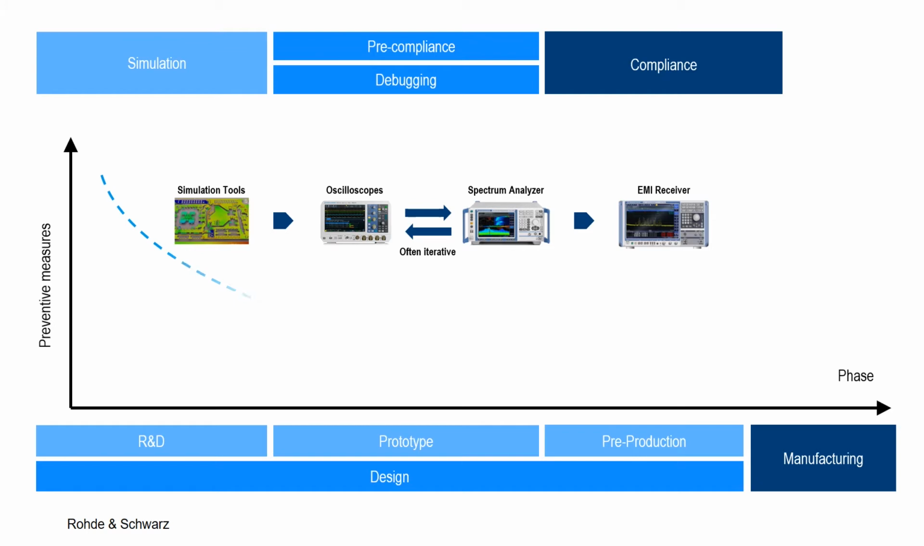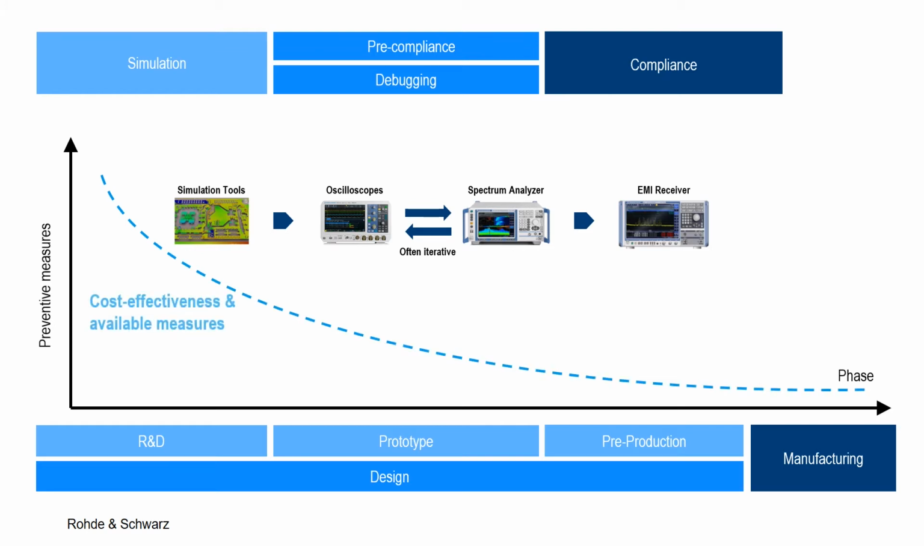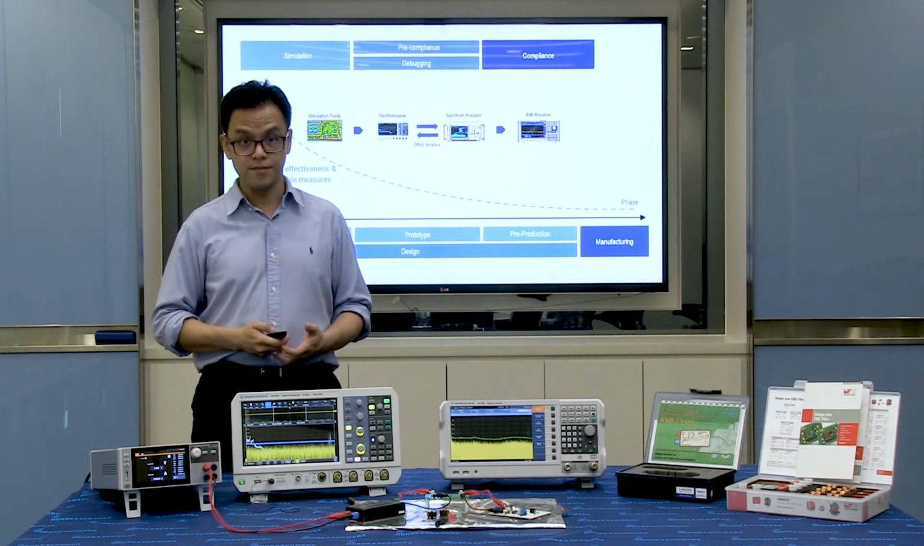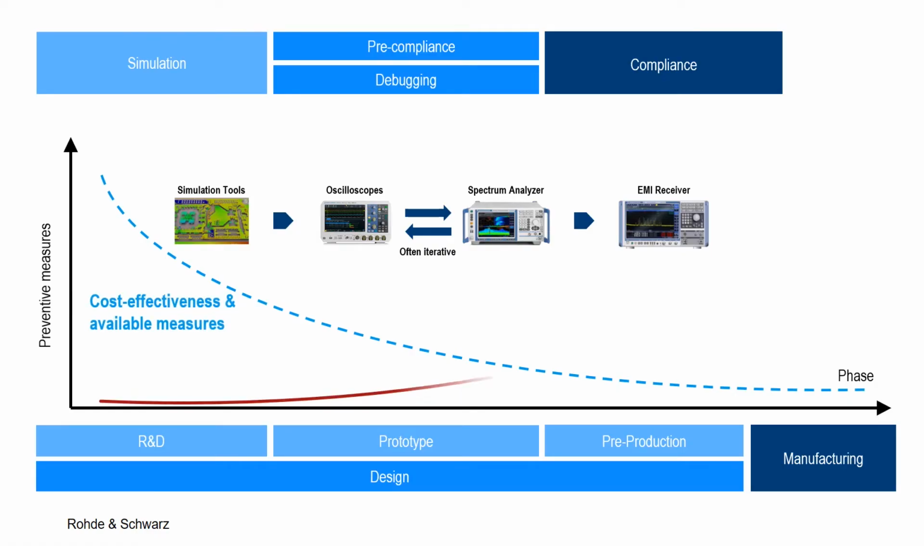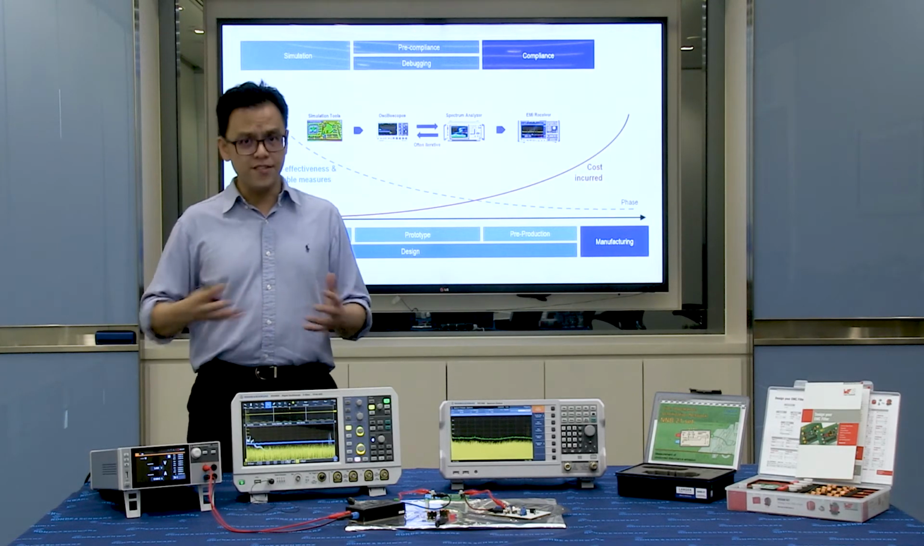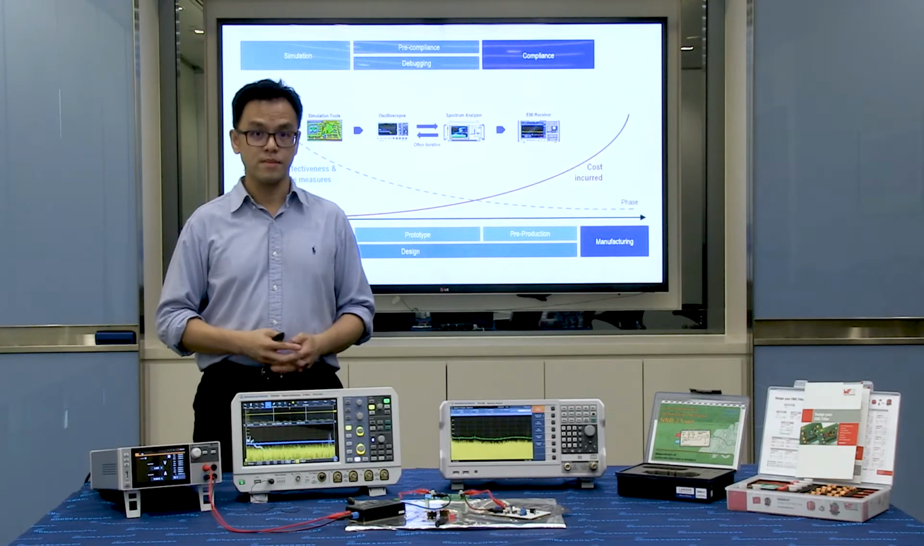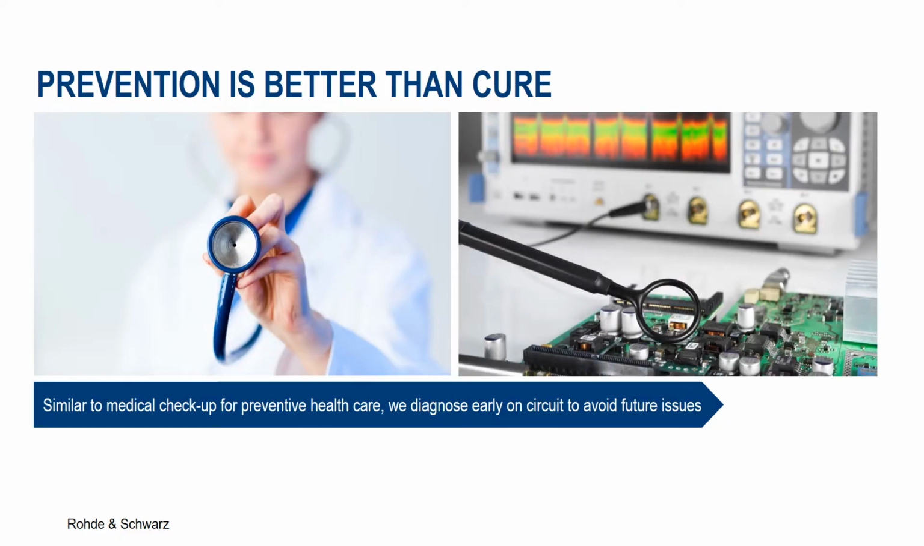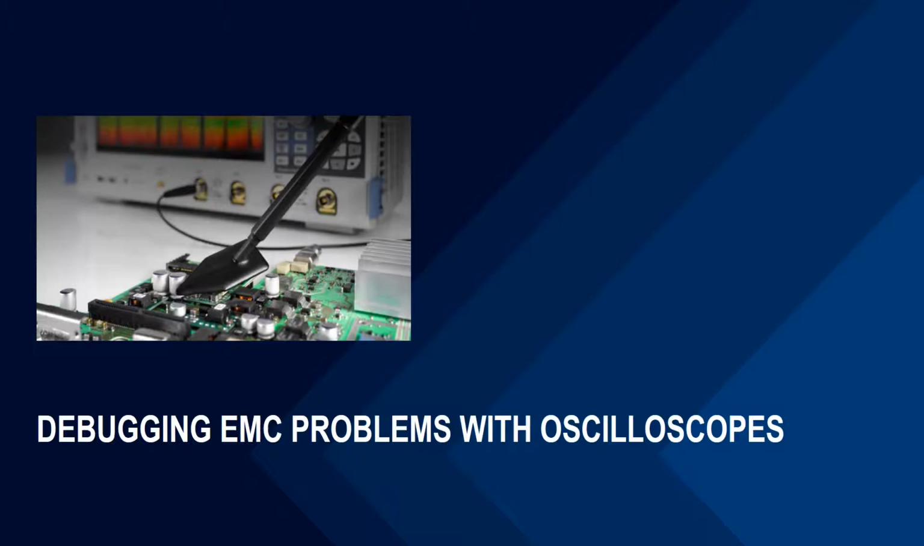In terms of preventive measures to fix EMI problems, earlier phases are definitely more cost effective. If the user only finds an EMC problem close to the manufacturing phase, the need to change hardware and respin the design will definitely incur more cost. Hence, this is why we want to shift the EMI testing focus to be as early as possible.